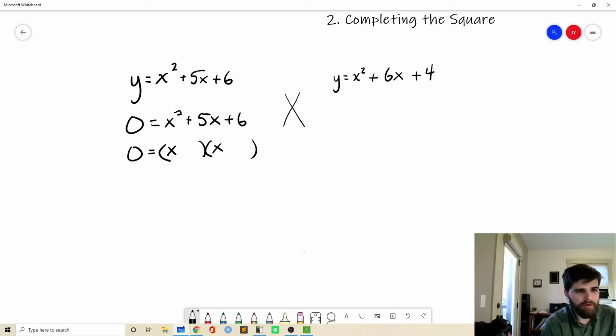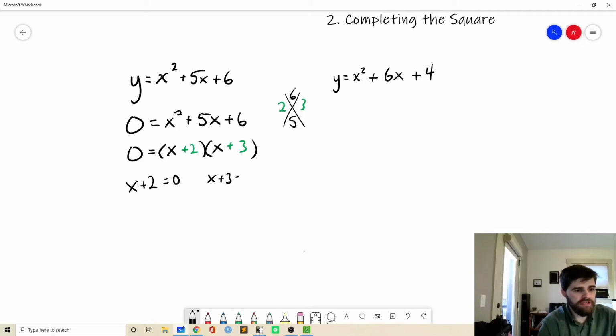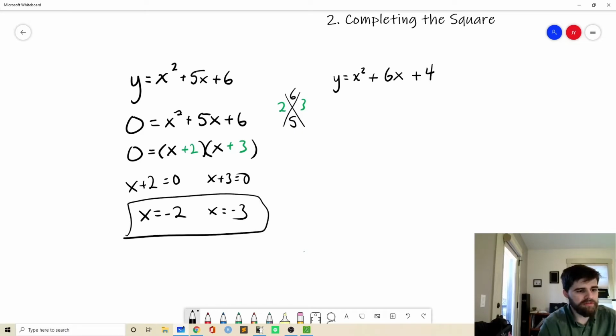I've got to figure out what multiplies to give me the c value and what adds up to give me the b value. So what multiplies to get 6 and at the same time gives me 5? Well, 2 times 3 is 6, and 2 plus 3 is 5. So a lot of times we can approach the problem like this, and then we can look at this and say, okay, I got two things multiplied together. Either of them could be 0 since our product is 0. So then we can solve each little chunk to find our roots, our x-intercepts. Okay, so we get -2 and -3.